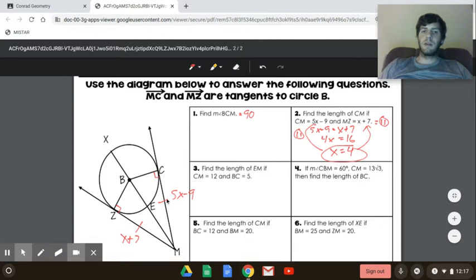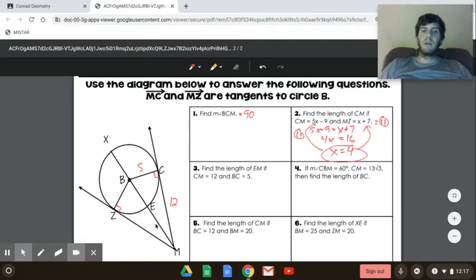All right, let's look now at number 3. Number 3 is saying find the length of EM if CM is 12 and BC is 5.